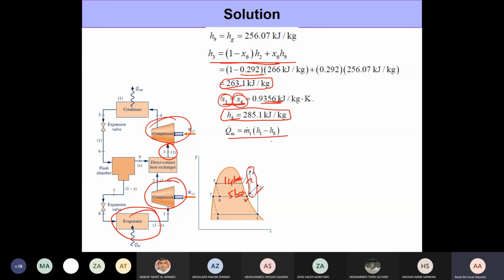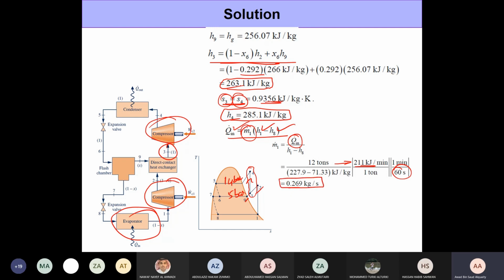So Qn is simply equal to m dot 1 times h1 minus h8. We have h1, we have h8. We also have Qn. So we can get m dot 1 from here. Okay. Remember to convert Qn from tons of refrigeration into kilowatts, and you do that by multiplying by 211 and dividing by 60, right? Because this is kilojoule per minute. So once you do that calculation, we get m dot 1 as 0.269.